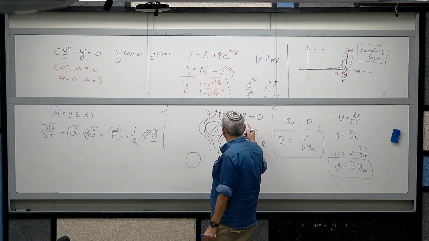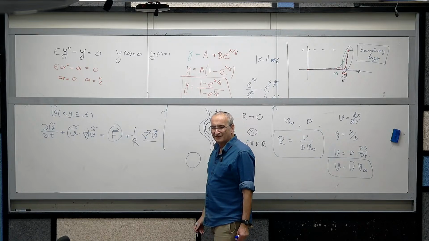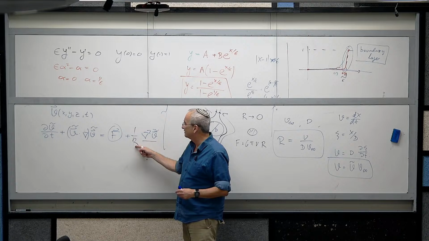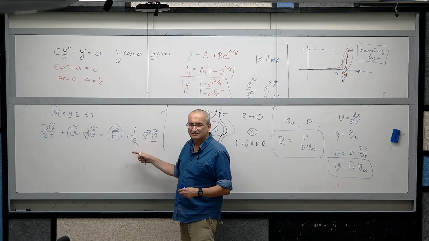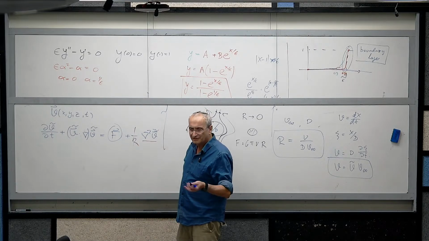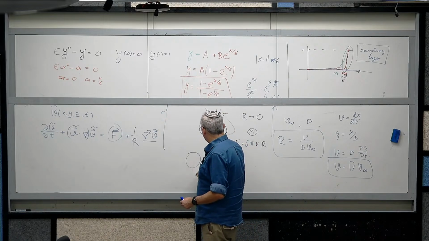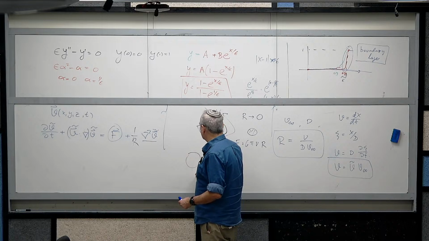Now, I always forget what is the right one. What is R? Is it Z or 1 over Z? Anyhow, when you take R to be smaller, you start getting.